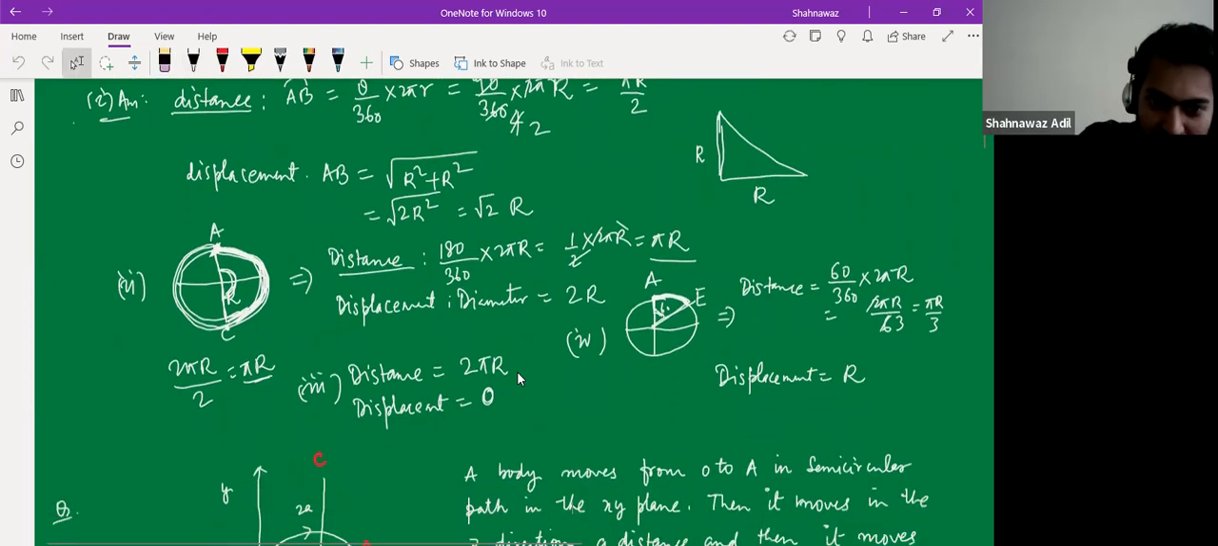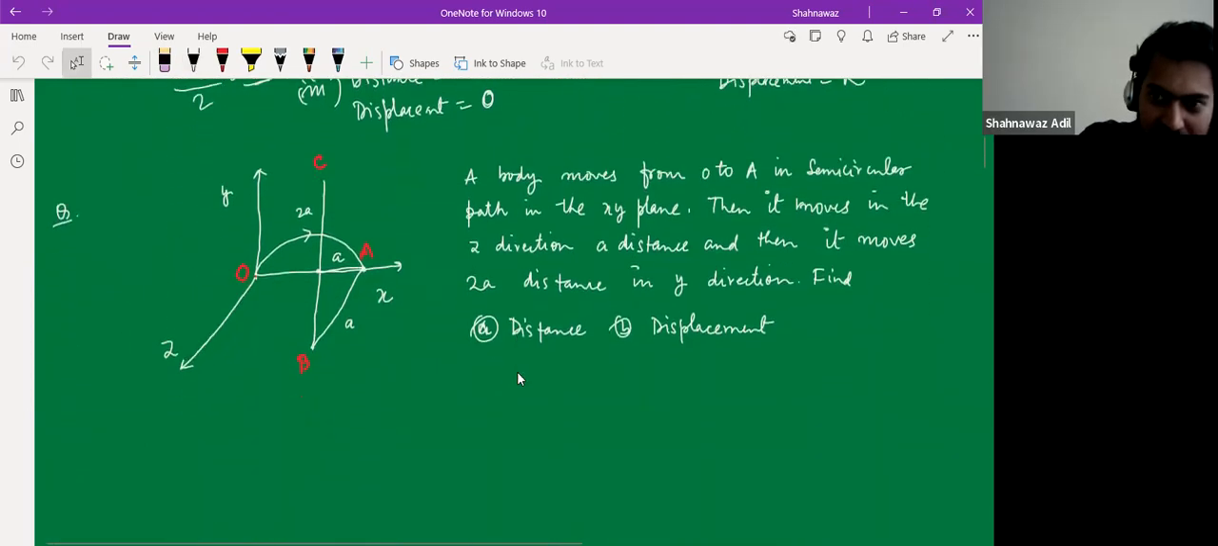Okay, so let's come to the second question. Here we will use what we did in the vector class, so some idea from vectors. A body moves from O to A in a semicircular path in the XY plane. It starts from here and goes to here, O to A, in the semicircular path, and then goes in the Z direction a distance A, and then it goes in the Y direction, and the distance is 2A.